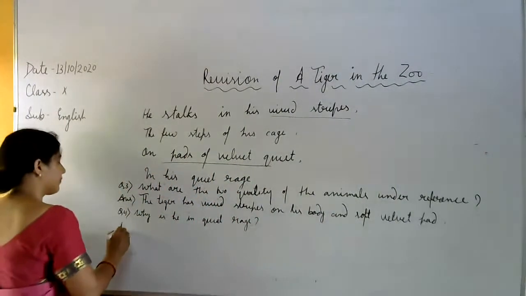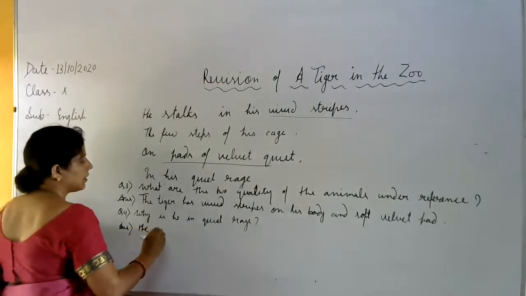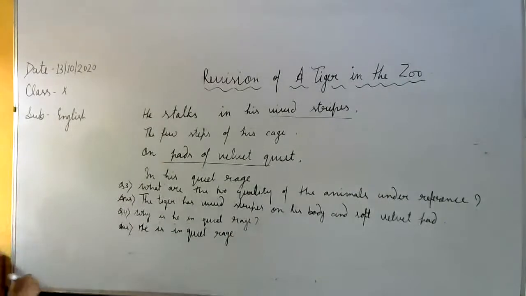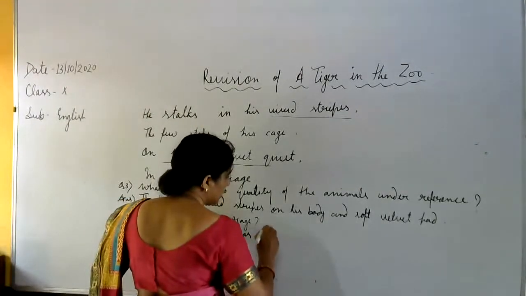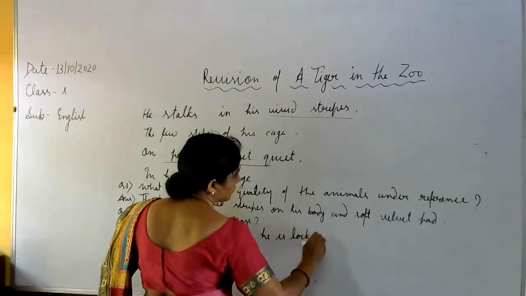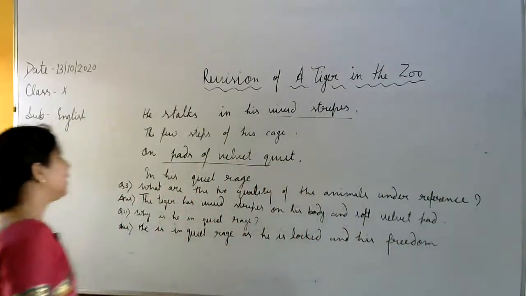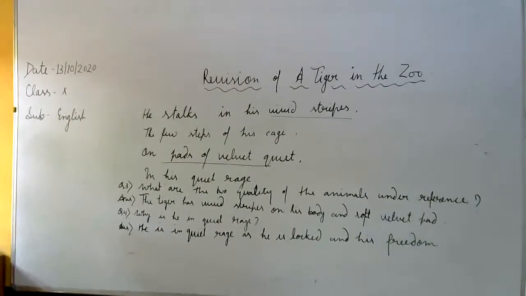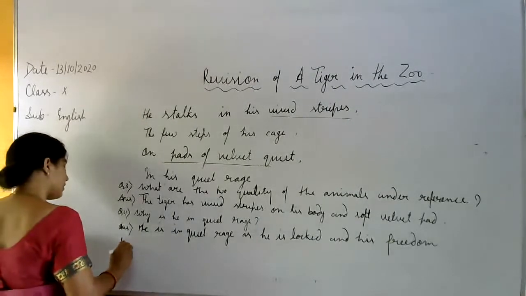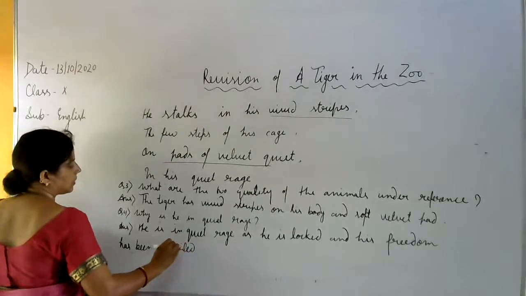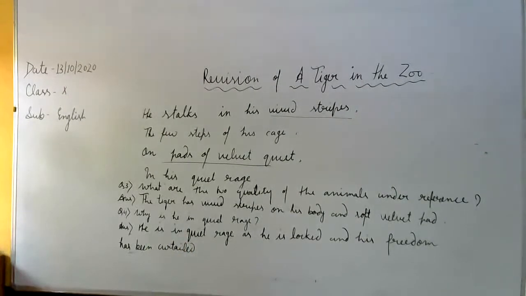The answer will be: he is in quiet rank as he is locked and his freedom has been curtailed. Thus, he is unable to show his anger.